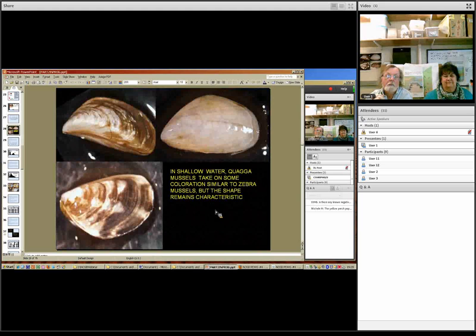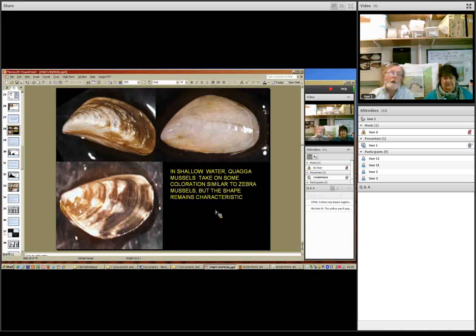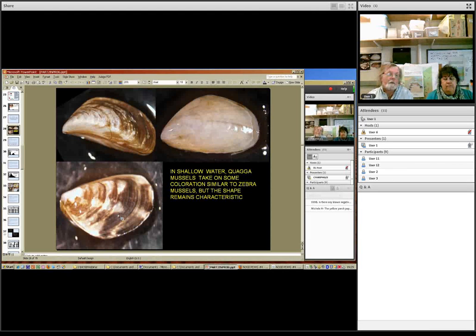In the deep water, quagga mussels were white. And then in the shallow water where there's sunlight, they take on some of the coloration similar to zebra mussels. But they're both about the same size. They both eat about the same food. And so one might say, well, how come the quagga mussels were able to outcompete the zebra mussels so quickly?